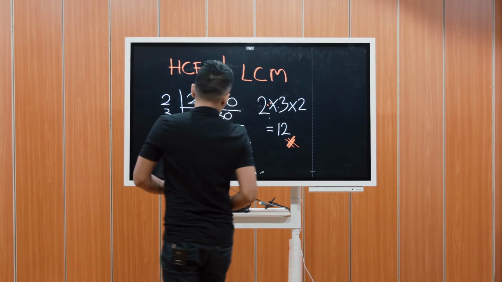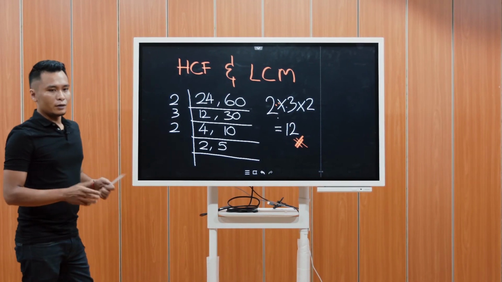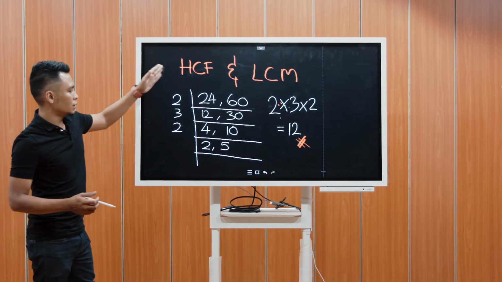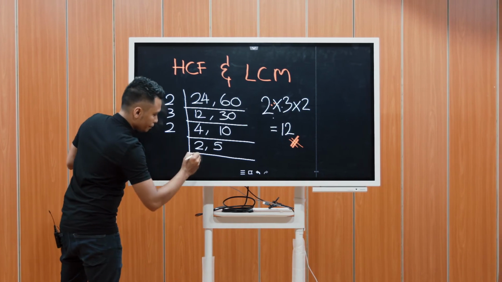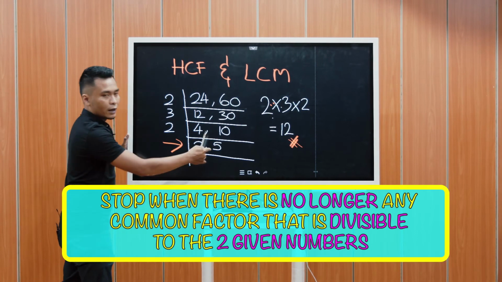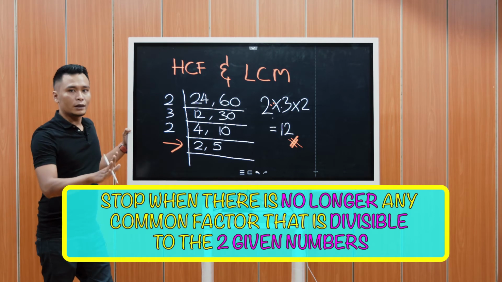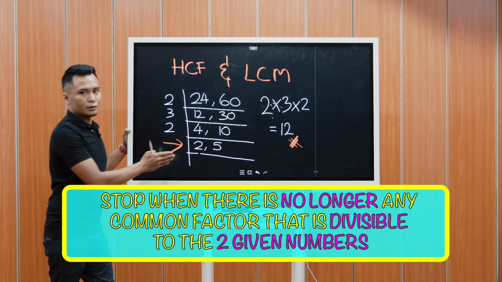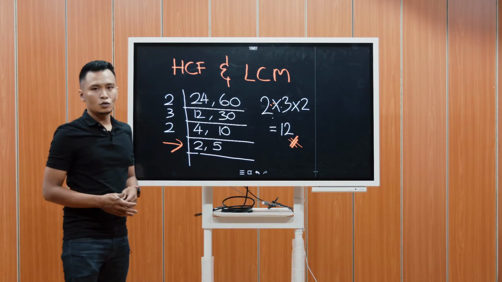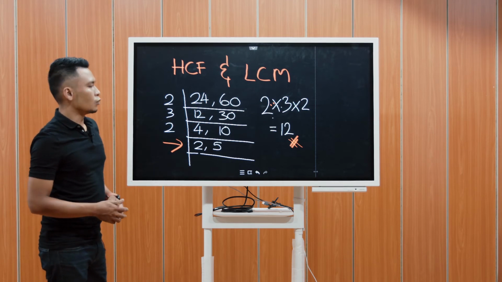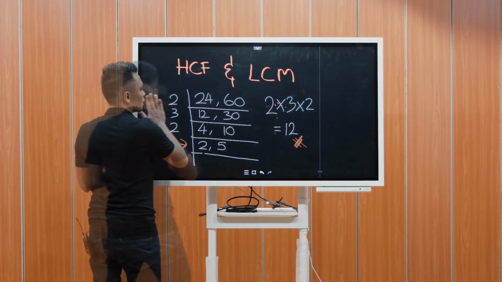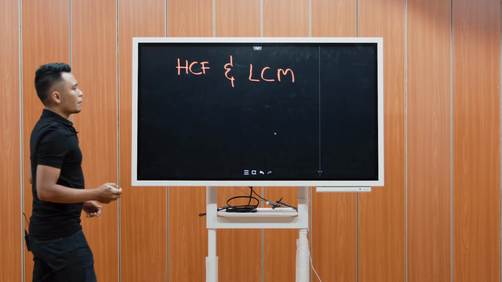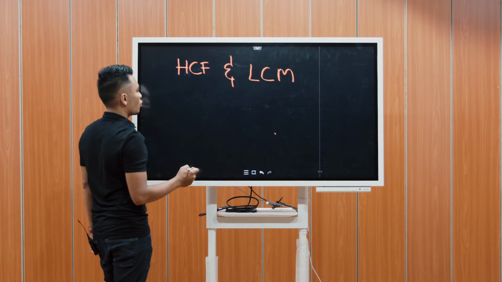Okay, so here is the key point. The key point about highest common factor is to stop when there is no longer any common factor. Stop here. Okay, the next part of the lesson I'll teach you about lowest common multiple. What's the difference? Let's try the same numbers, 24 and 60.